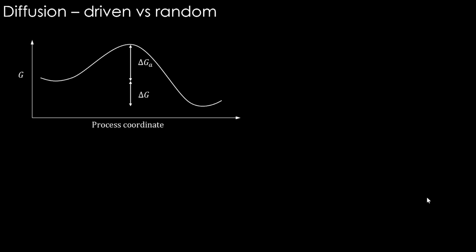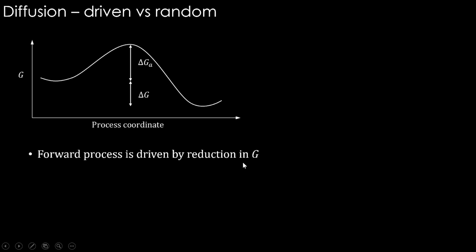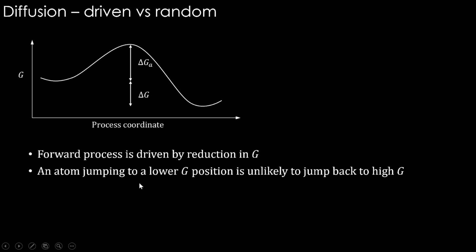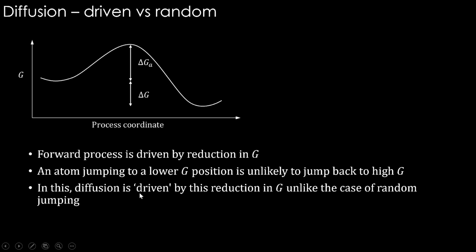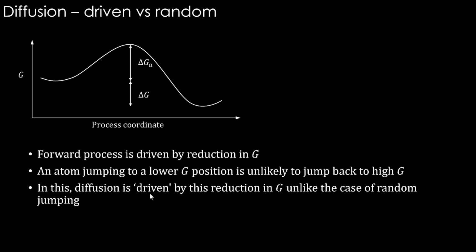So now we can compare these two things, driven versus random. Forward process is driven by reduction in G. We understood that. An atom jumping to a lower G position is unlikely to jump back to a higher G position. Understandable. In this, diffusion is driven in the sense that once the atom has enough activation energy, it jumps. But once it jumps, it doesn't come back. This is in a sense driven, going from one place to the next place, right? So in this, diffusion is driven by this reduction in G, unlike the case of random jumping.